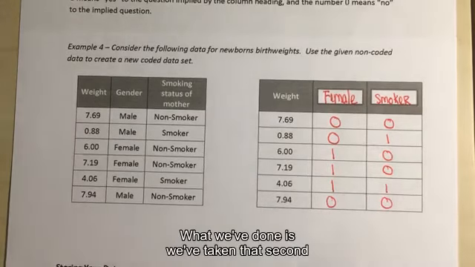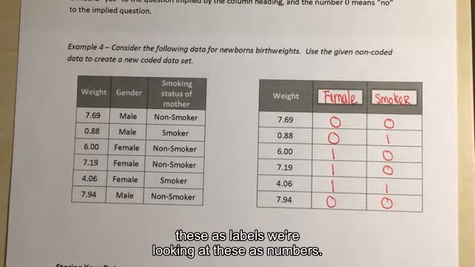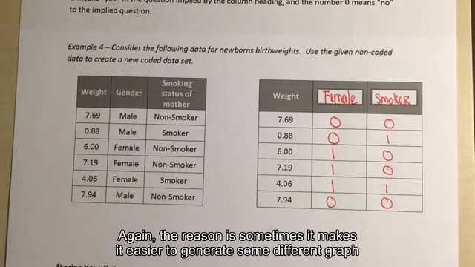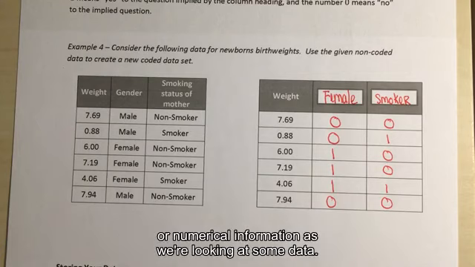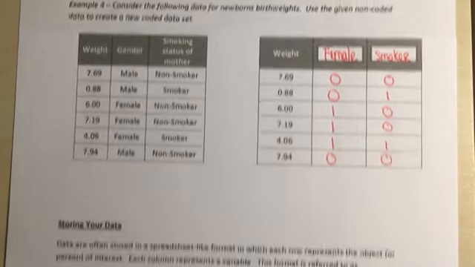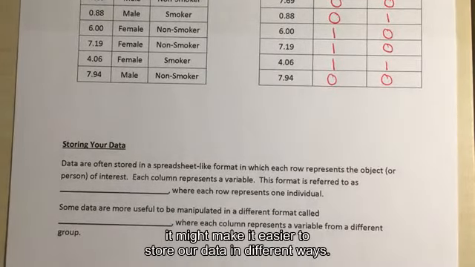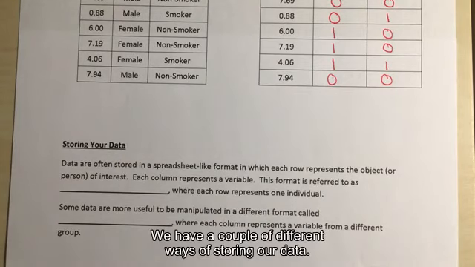So what we've done is we've taken that second and third column, and instead of thinking about these as labels, we're looking at these as numbers. Again, the reason is sometimes it makes it easier to generate a different graph or numerical information as we're looking at some data. The other reason that we use coded data is sometimes it might make it easier to store our data in different ways.